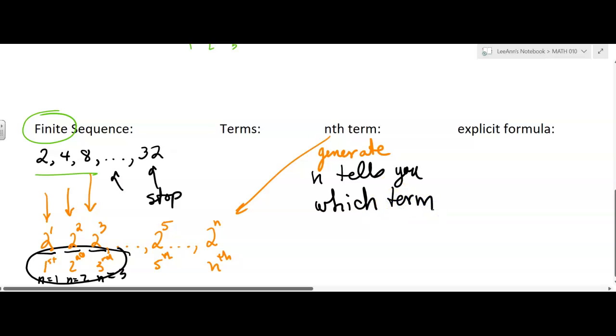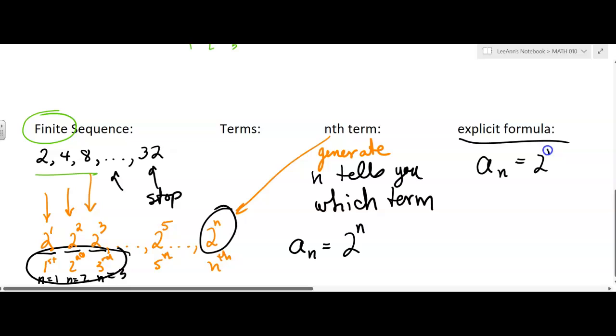So if we want to generate any of the terms, it's going to be this right here, 2 to the nth. So if I wanted to know the 10th term, I don't have to figure out the first 9. I could say a sub n equals 2 to the n. This is called an explicit formula. So it's a formula that will tell you, or it's a generator, it generates the term. So I can say a sub n equals 2 to the nth.